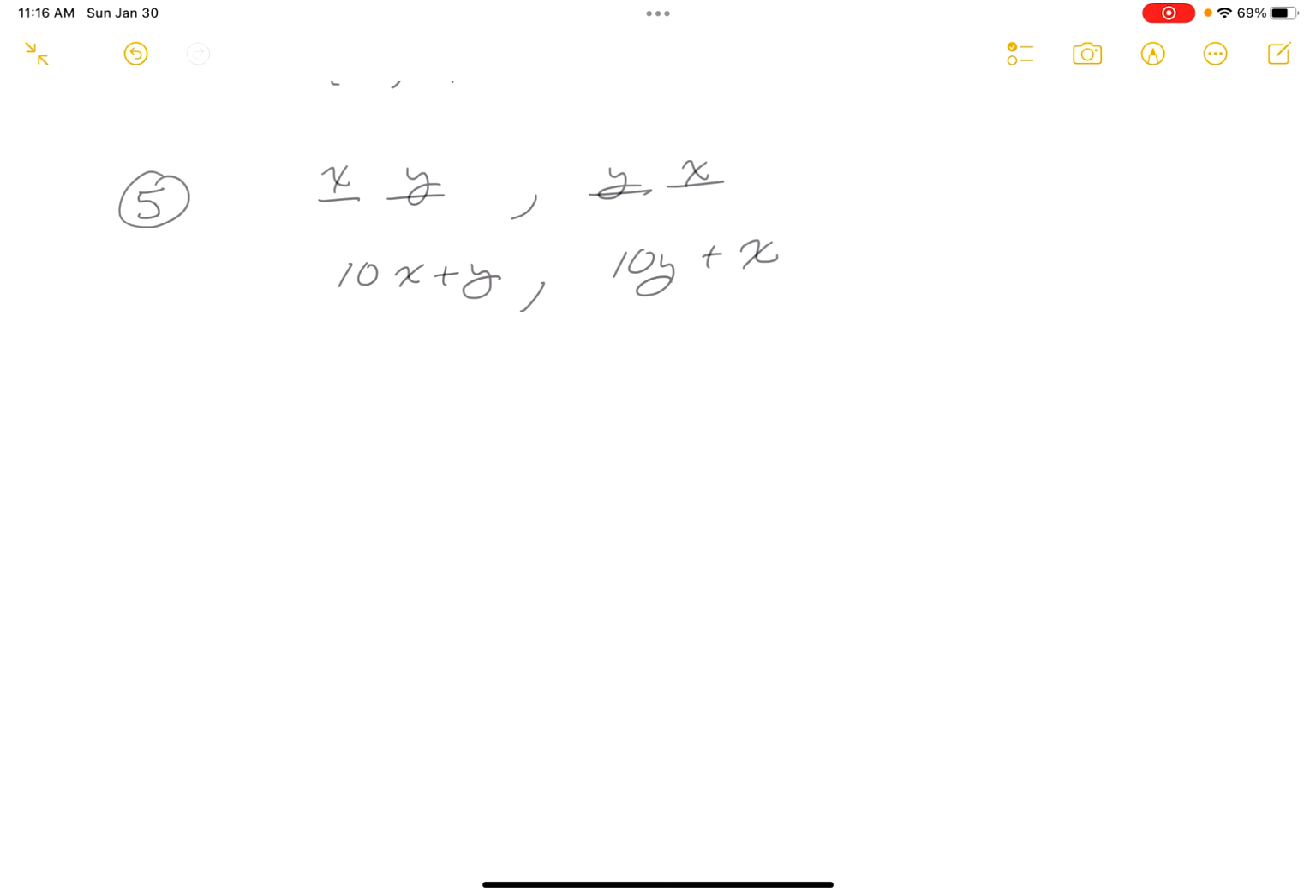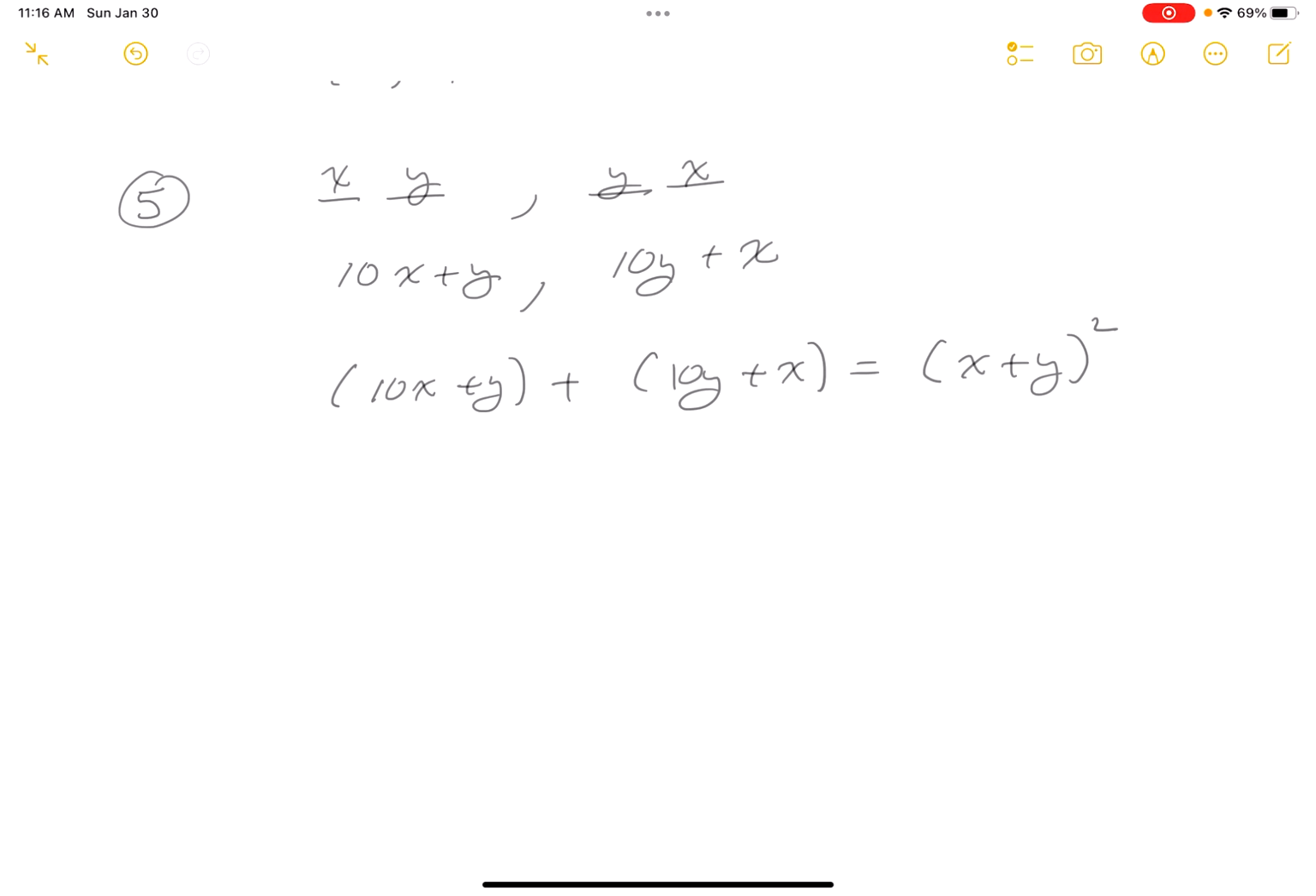It says the sum of the numbers equals the square of the sum of the digits. Well, in both cases, the sum of the digits is x plus y, squared. Then it goes on to say the difference of the numbers.